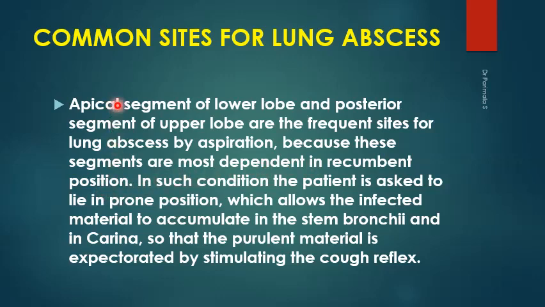the apical segment of lower lobe and posterior segment of upper lobe. These two are frequent sites for lung abscess by aspiration because they are most dependent. And in such a condition, the patient is asked to lie in prone position, which allows the infected material to accumulate in the stem bronchi and in the carina, so that the purulent material is expectorated by stimulating the cough reflex.